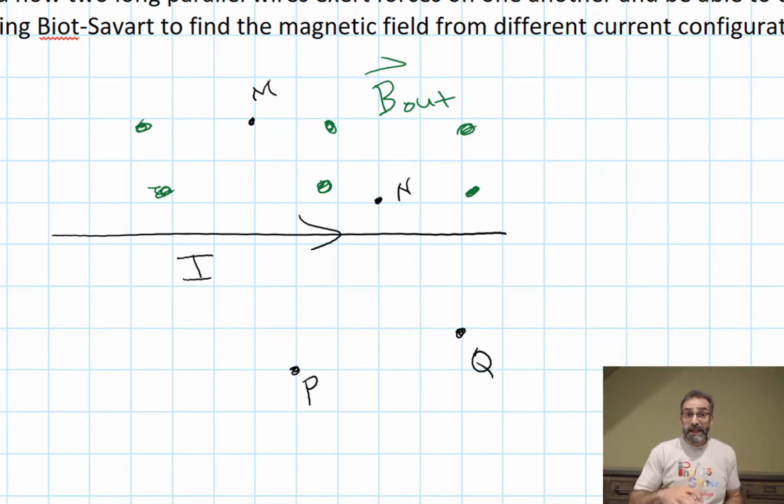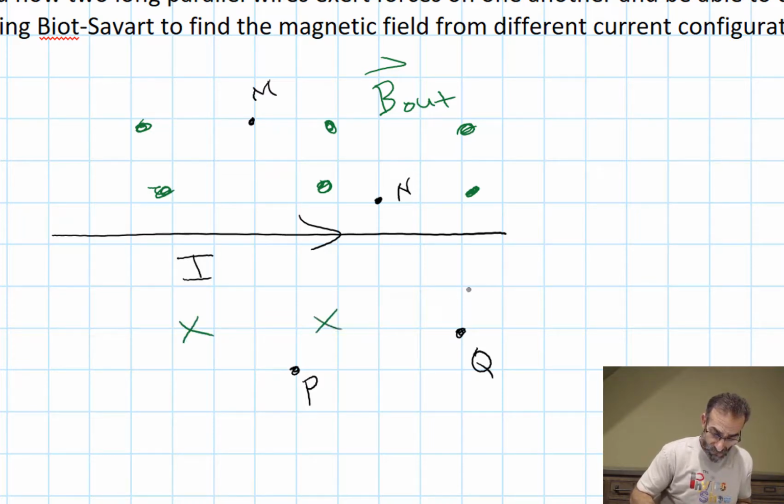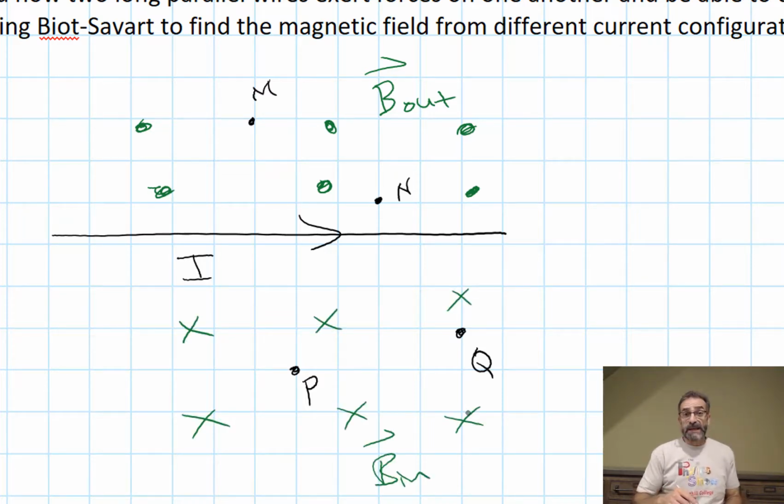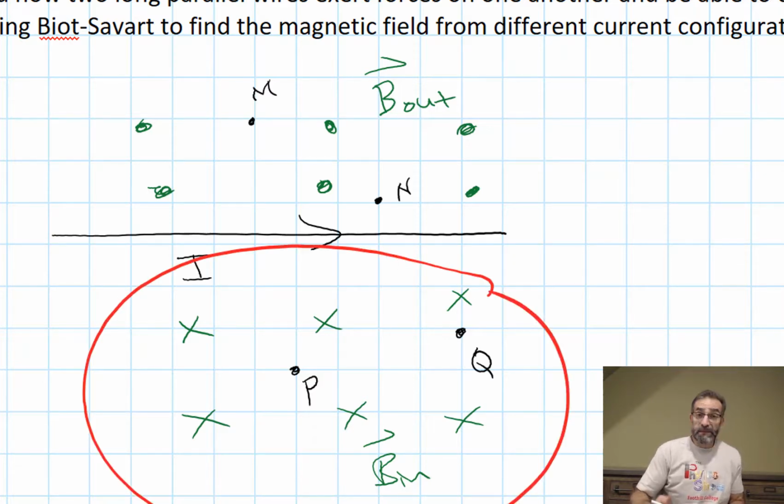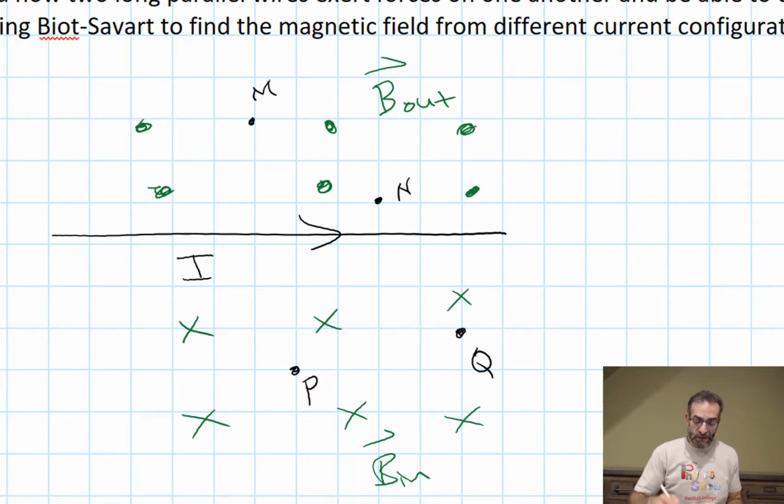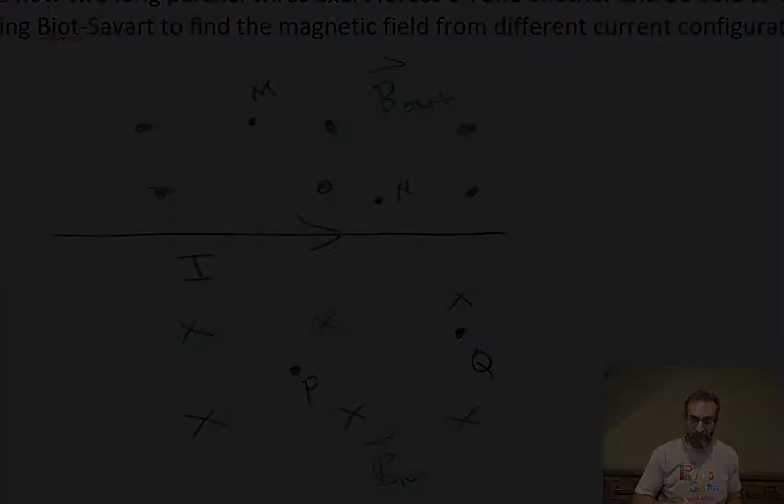Now, if I'm in the plane of the page below the wire, where P and Q are, my fingers on my right hand would be rolling around and pointing down into the page. So at point P, at point Q, at any point in this region below the wire, in the plane of the page, the magnetic field points into the page.